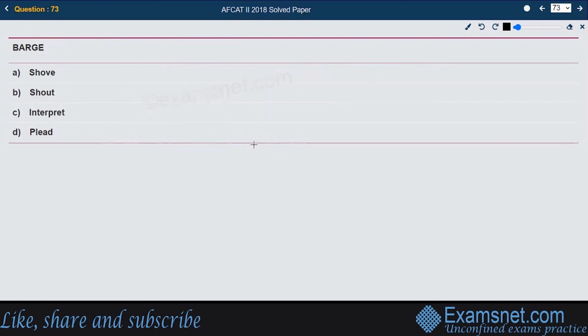73. The word is barge. We have to look for the synonym of this word, the word having similar meaning as barge. Let us understand the meaning of barge first. The meaning of barge is to move forcefully or roughly. Moving forcefully or roughly, that is the meaning of barge.